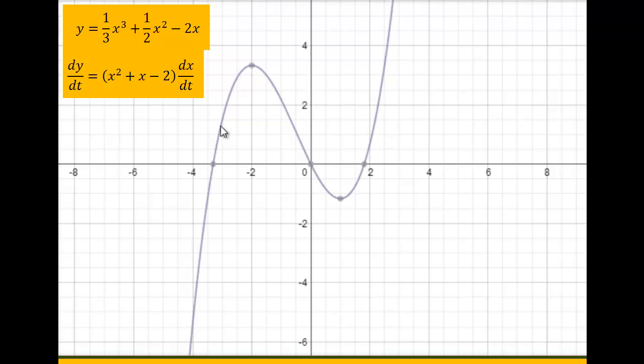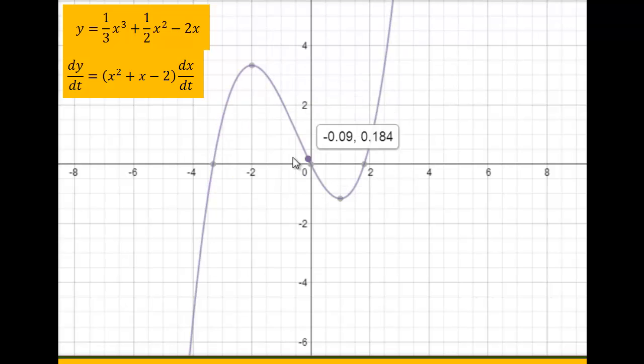But this formula allows us to do the same thing at any x value. We could find the value when x is 0. What is dy/dt? Simply by plugging 0 into our equation, and leaving dx/dt as 3. And we can do that at any point on our curve. We can find dy/dt simply by plugging it into the equation.